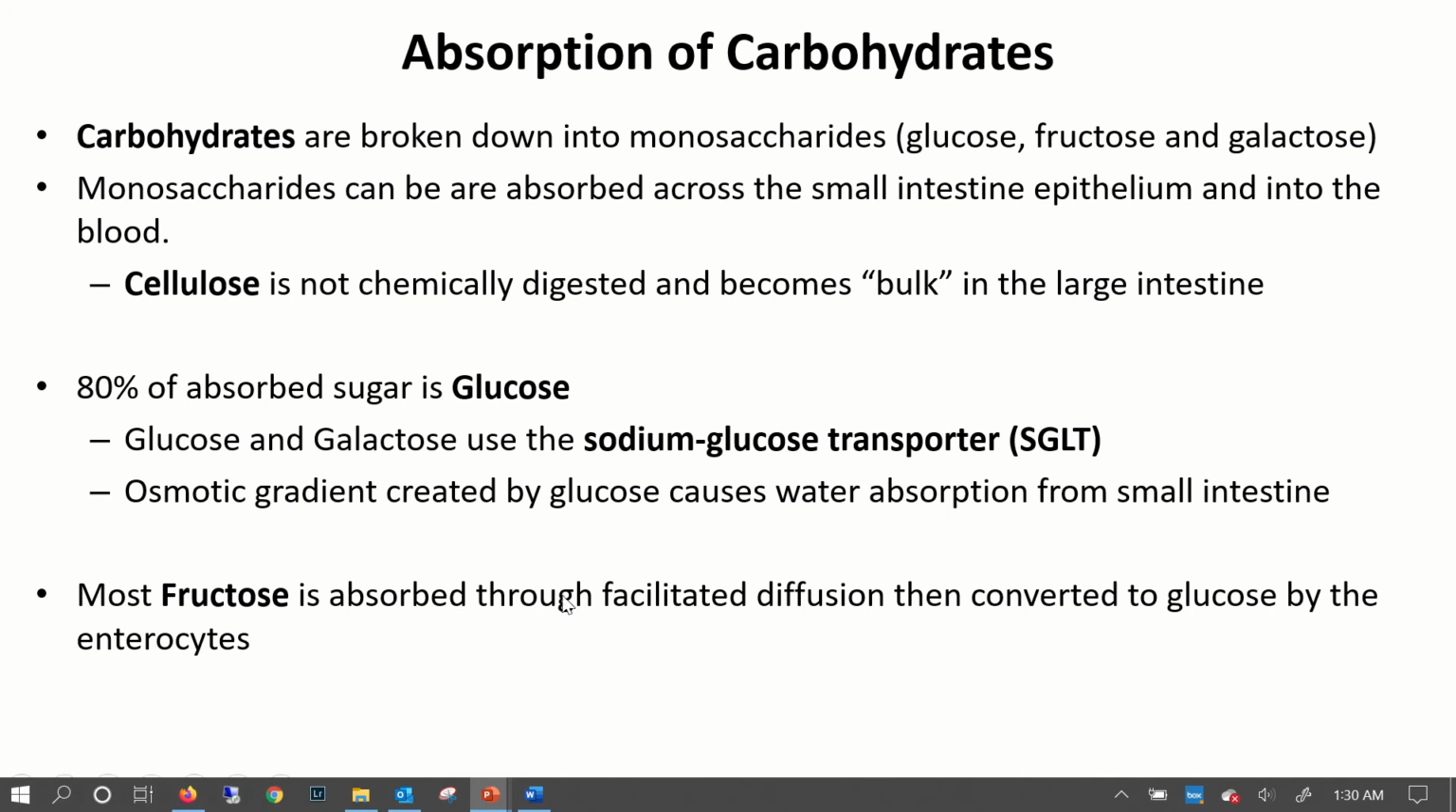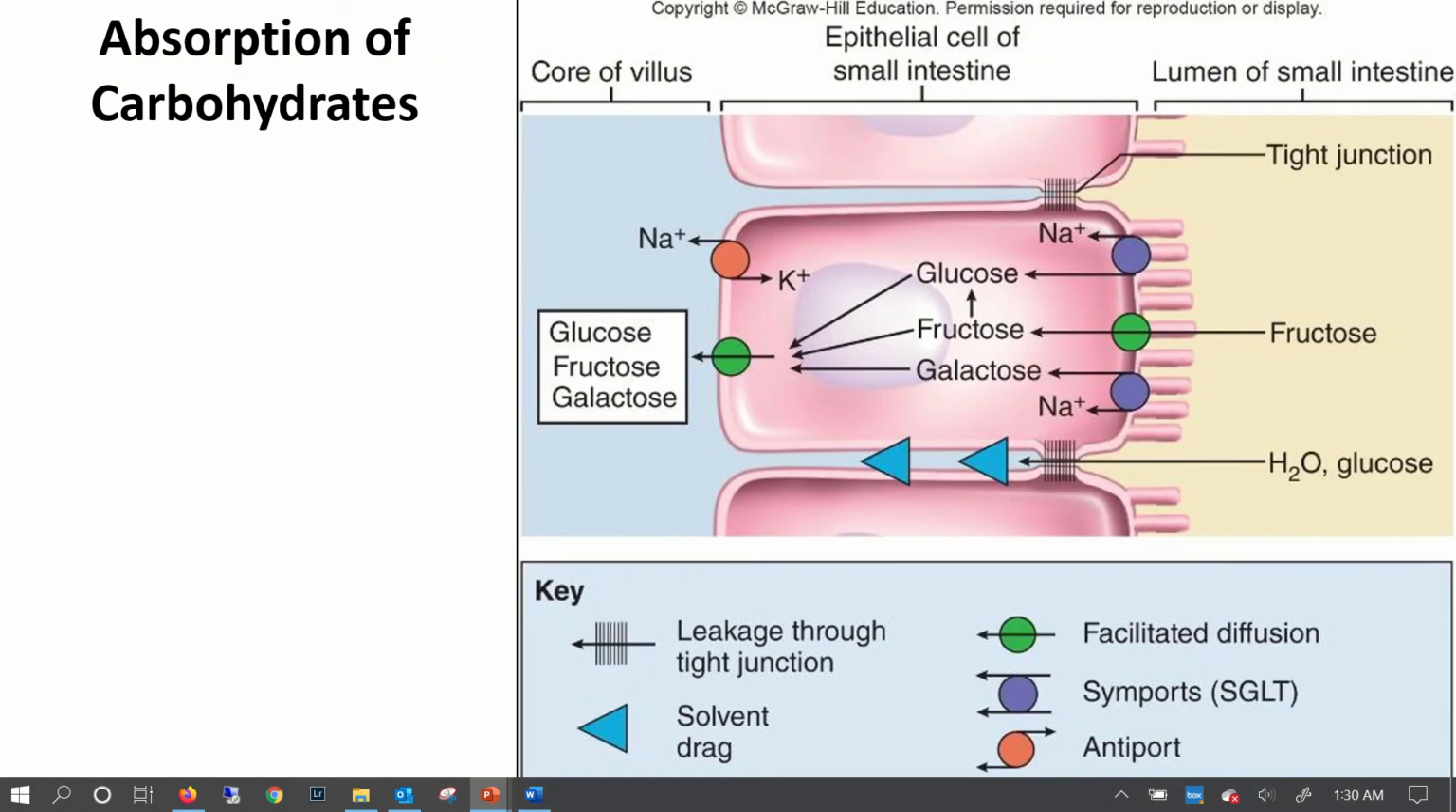Now, 80% of that sugar that's absorbed is glucose. This is going to be important because it has to be carried across these cells in a specific way. Here you can see the lumen of the small intestine where all those individual monosaccharides are floating around, and here's the microvilli of the enterocytes. Fructose can be transmitted right through here through what's known as facilitated diffusion, going through a protein channel, and then finishing its transport into the core of the villus where it's picked up by the blood. However, glucose, as well as galactose, need to be transported through a symport system.